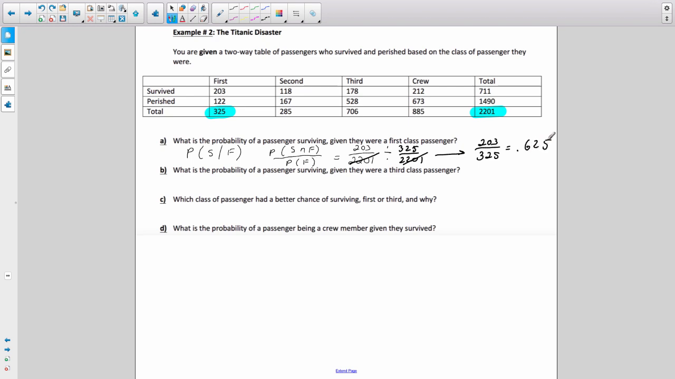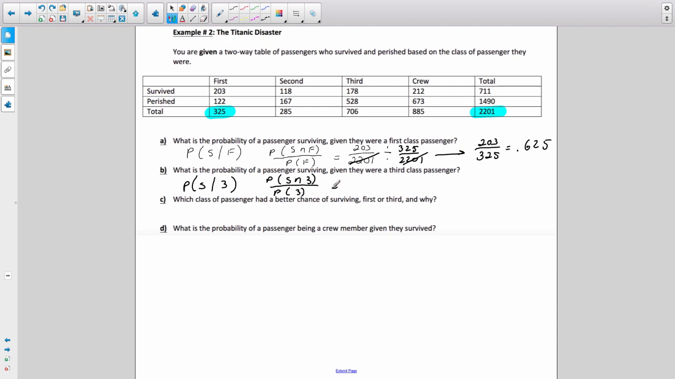Next one, what's the probability of a passenger surviving given they were third class? So that would be the probability of survival given that they were third. So for third, we'll write 3. Okay, so that's the probability of survival intersect third class divided by the probability of third class.